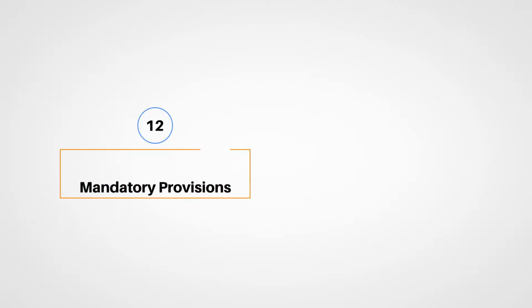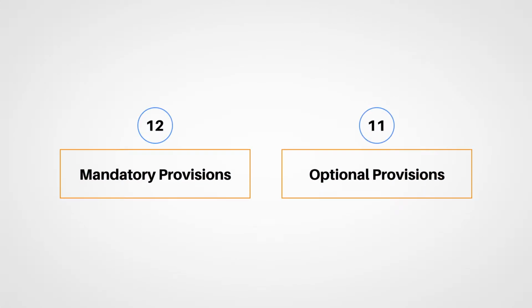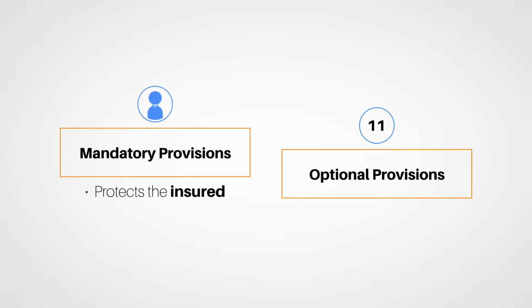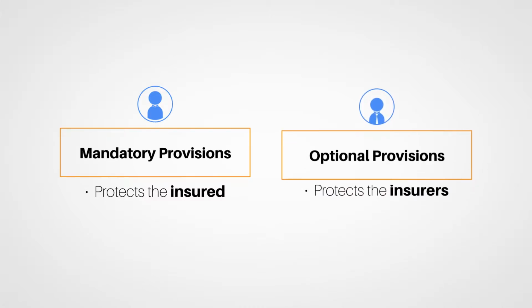There are 12 mandatory provisions and 11 optional provisions in a standard health insurance policy. To distinguish between the two types of provisions, think of the mandatory ones as those that primarily protect the insured, and the optional ones as those that protect the insurers. There are time frames associated with many of these provisions, like grace periods.